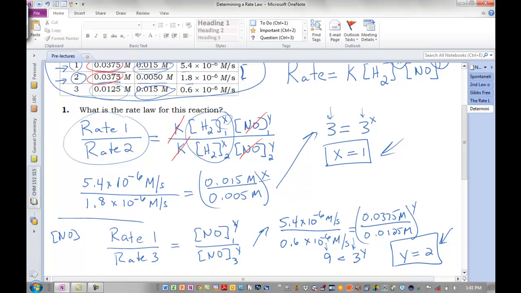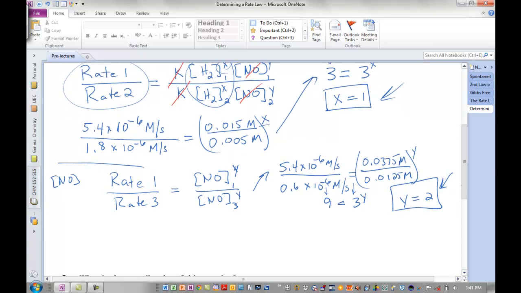So we're almost done. We do need to write out the rate law. That's what the problem asked for. We have all the information we need. Rate is equal to a rate constant, concentration of hydrogen, in this case to the first power. We typically don't write the 1. It's understood that it's 1 if we don't write it. And then NO squared. There's our rate law.